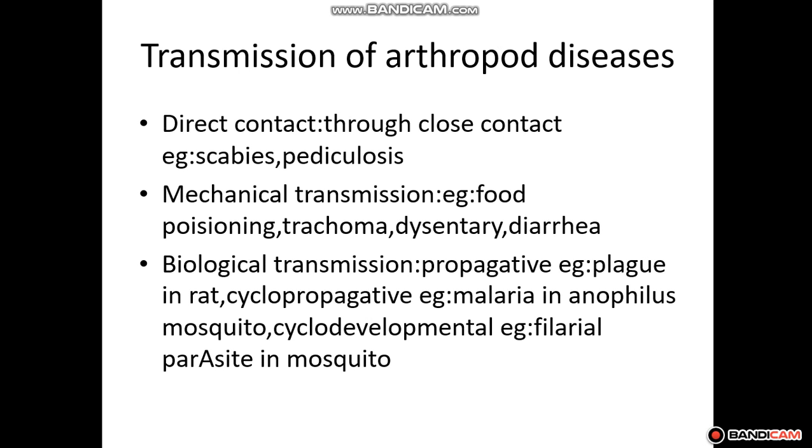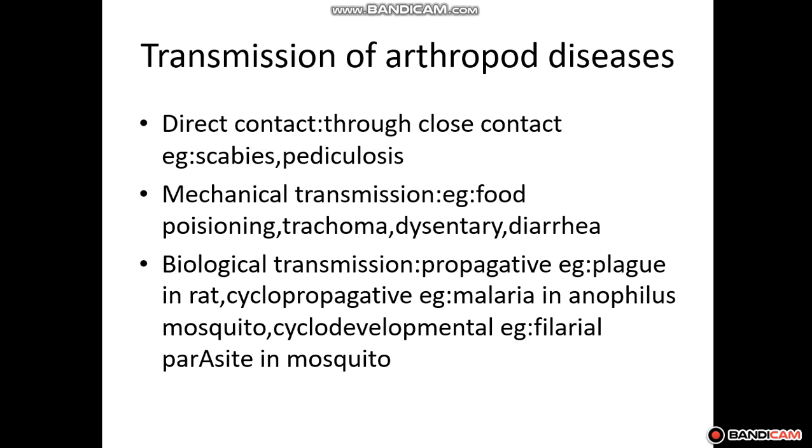Propagative, mainly the rat urine gets mixed with normal water, especially during rainy season. If you have a cut or wound in the legs, or the farmers working in the field without proper sandals, and there is a cut, these infected urine get inside through the cut and lead to plague. So this happens during the propagative phase.